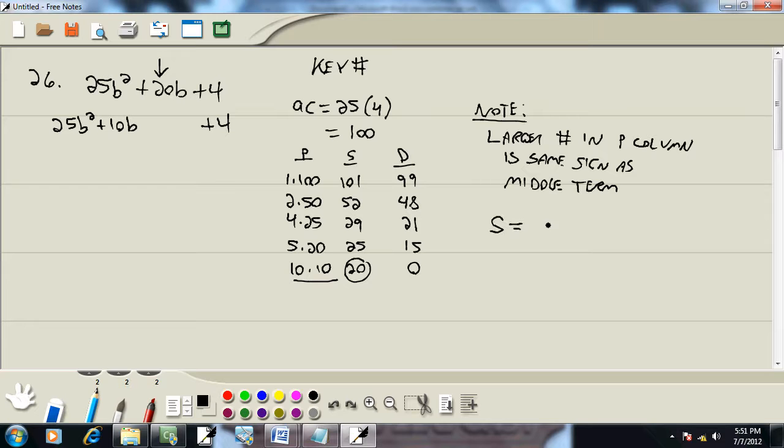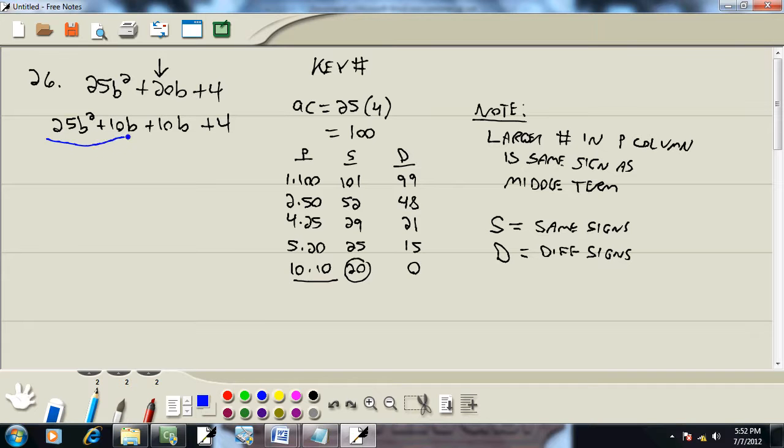Now, if the number we circled is in the S column, then it's S for same signs. If the number we circled is in the difference column, it's D for different signs. Now, same signs, both would be positive or both would be negative. Different signs, one would be positive, one would be negative. Well, the number we circled is in the S column, which means it's same signs. So if this first 10 is positive, then the second one will be positive.